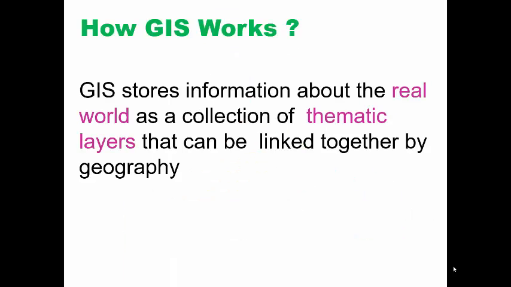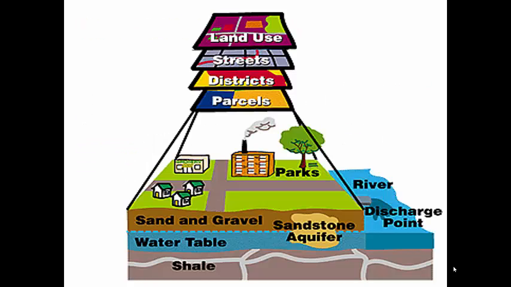Alright, let's look at how GIS works. GIS stores information about the real world as a collection of thematic layers, which are linked with the geography. Let's discuss this concept using this diagram.